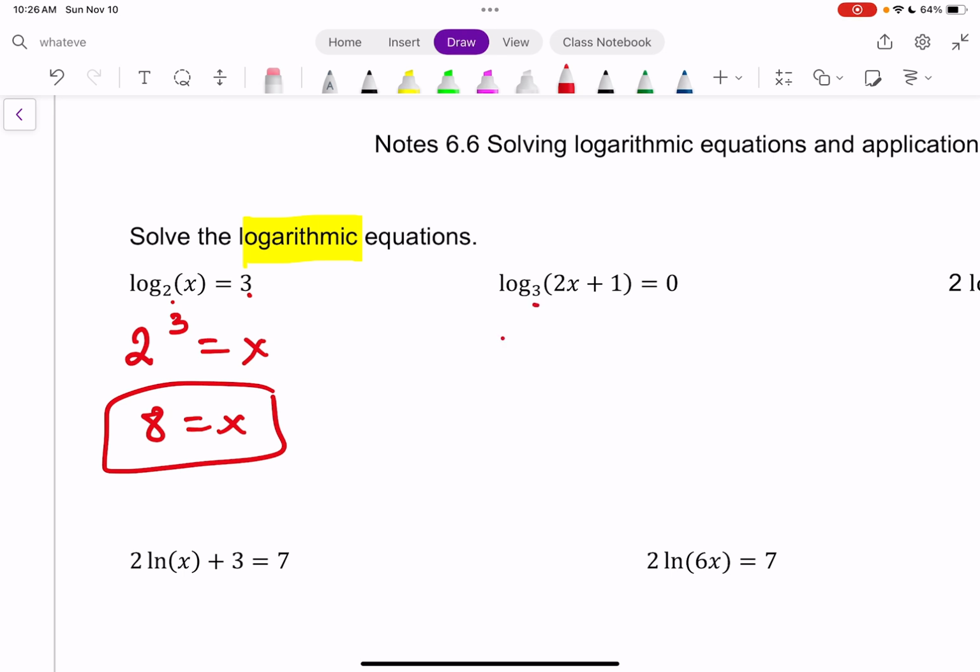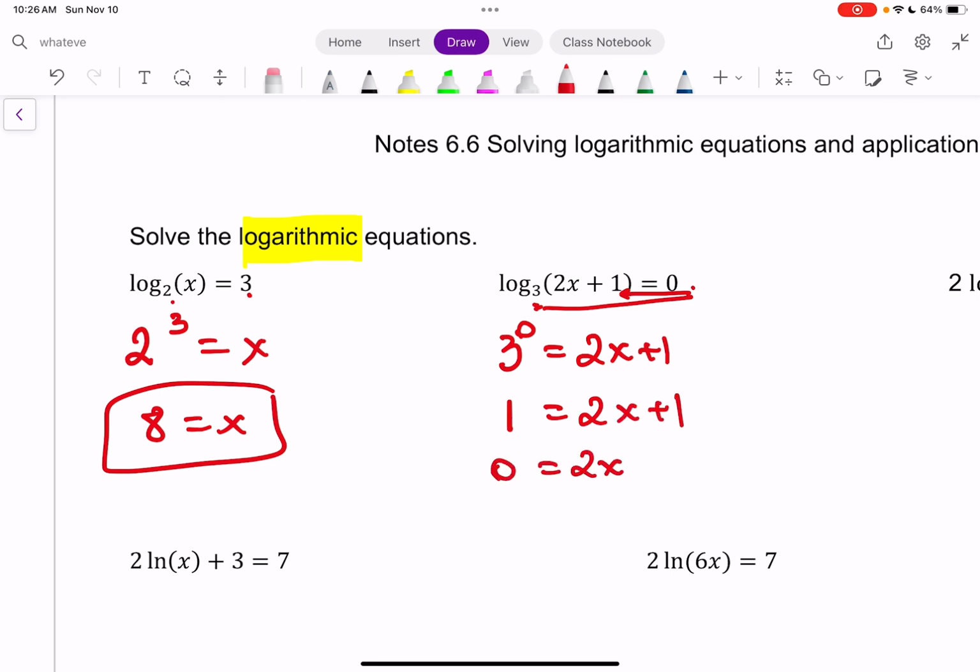The base of 3, keep the base, to the power of 0 equals 2x plus 1. Okay, no problem. 3 to the power of 0, that's 1. Minus the 1 from both sides, and then divide by 2. So 0 divided by 2, that's still a 0. And there's your answer.